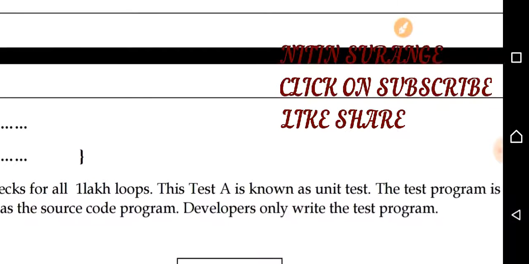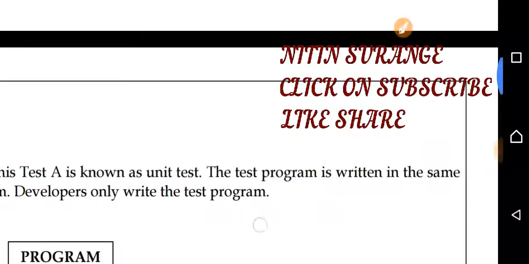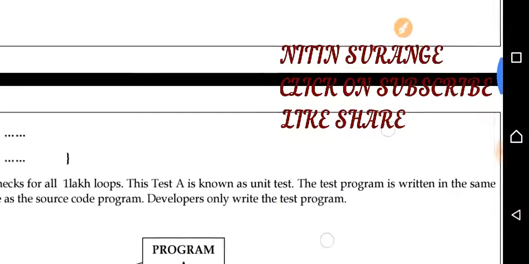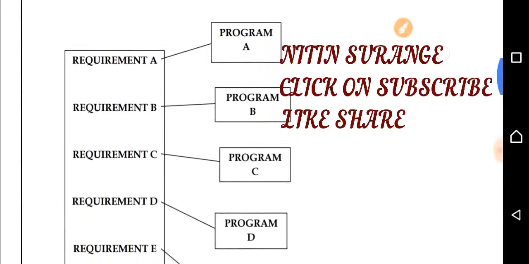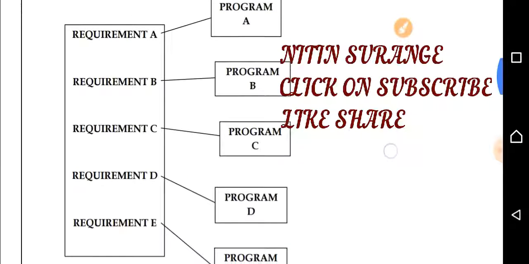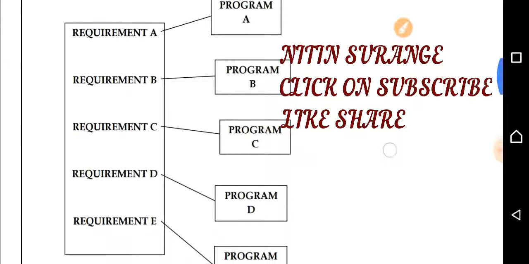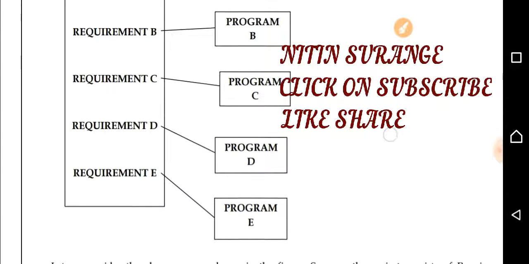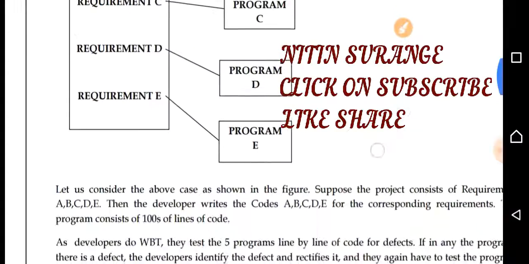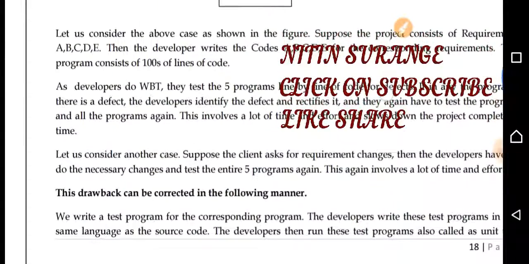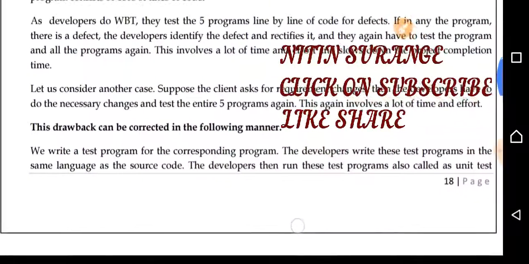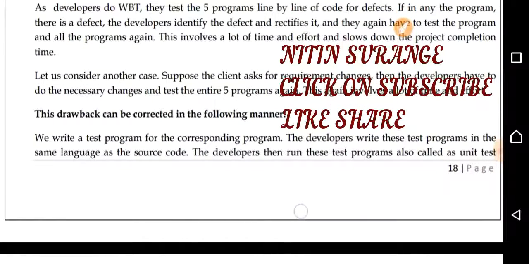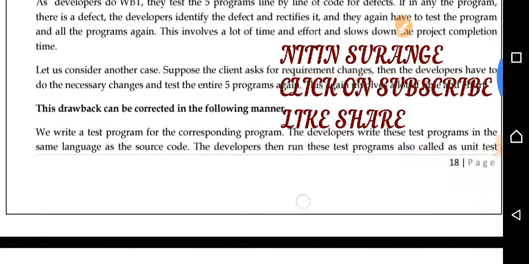This test A is known as a unit test. The test program is written in the same language as the source code program, and developers write the test program. If you have requirements A, B, C, D, E, then the developers will write programs A, B, C for these respective requirements, with conditions for 100 loops or 1 lakh loops. The drawback can be corrected in the following way: we write a test program for the corresponding code. Developers write these test programs in the same language as the source code and then run them, also called unit tests.